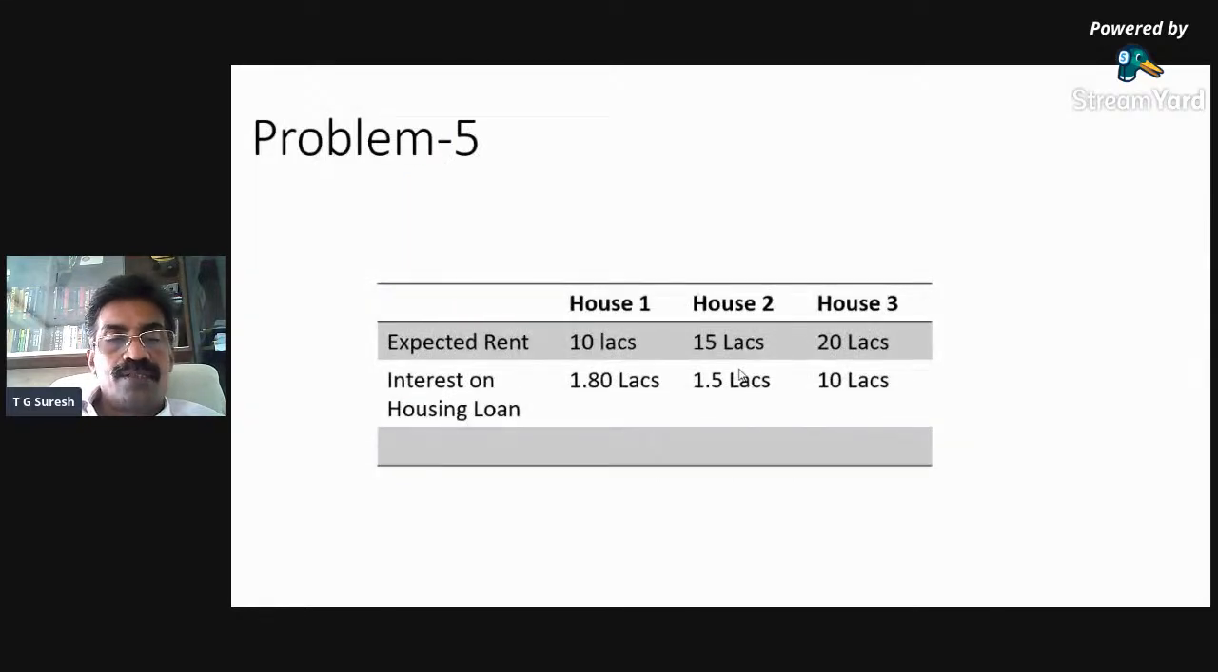So let's take this example. As usual, I'll give you some time to think on this particular question. Expected rent 10 lakhs, 15 lakhs, 20 lakhs. Interest on housing loan 1.5 lakhs, 1.8 lakhs, 10 lakhs. So take your time, maybe another 2-3 minutes, to choose which of the houses will be taken as deemed to be let out, and which other properties will be taken as self-occupied.